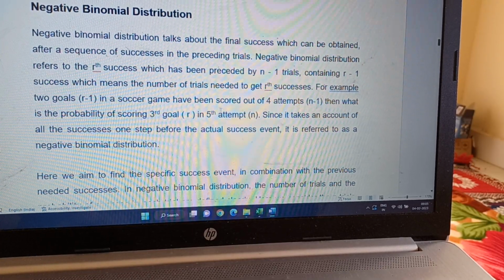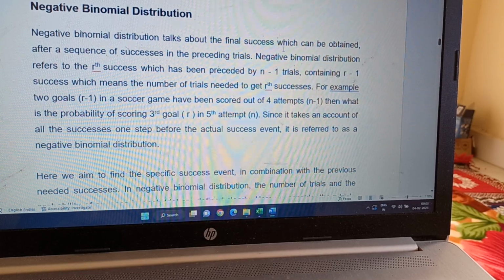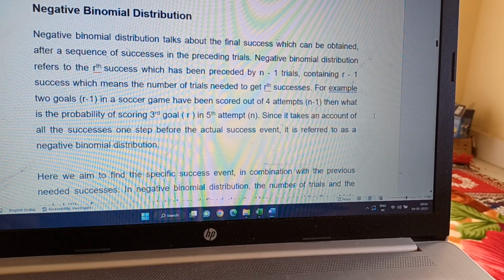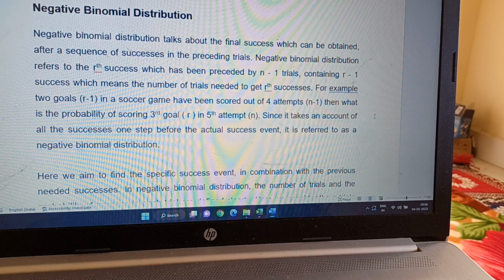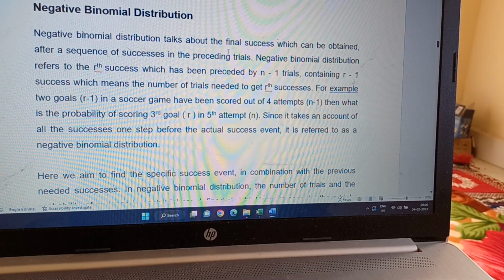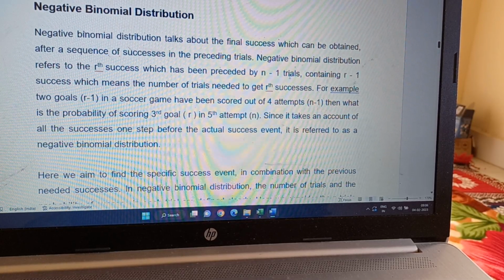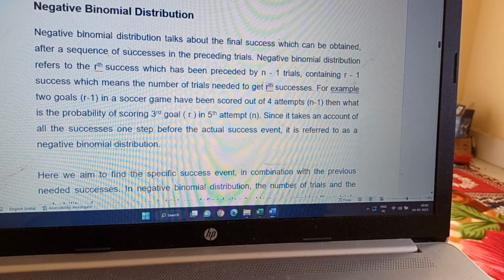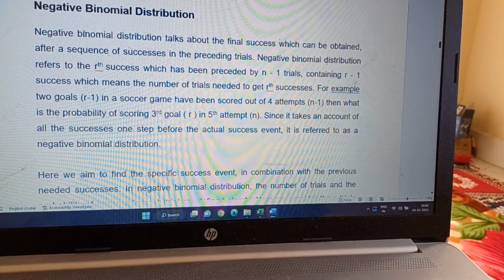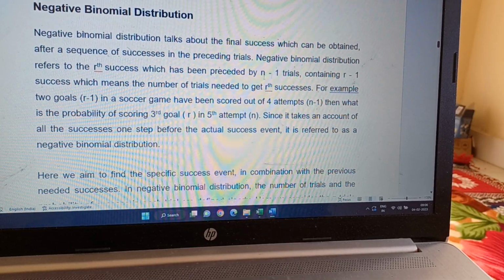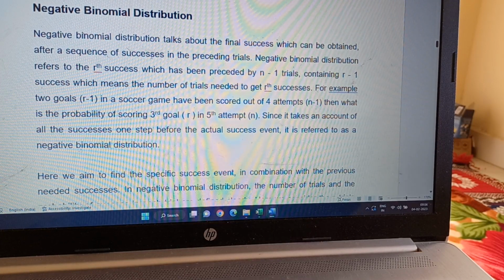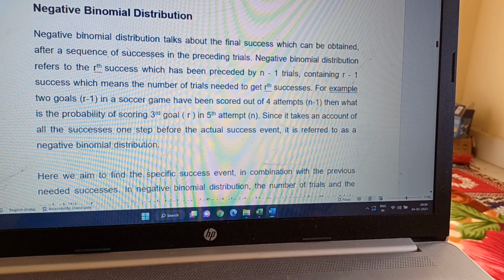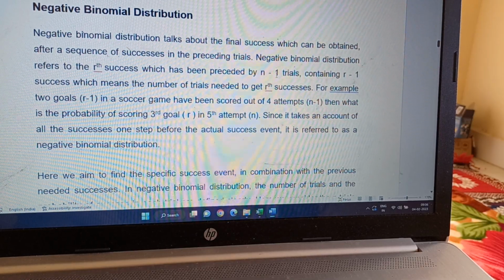So we see that negative binomial distribution talks about the final success which can be obtained. Already there are some r minus 1 successes after a sequence of successes in the preceding trials. So negative binomial distribution refers to the rth success which has been preceded by n minus 1 trials, because the nth trial is a success and contains r minus 1 successes before. So r minus 1 successes, and this success becomes the rth success, and n minus 1 trials, and this latest trial in which there is success will become the nth trial.